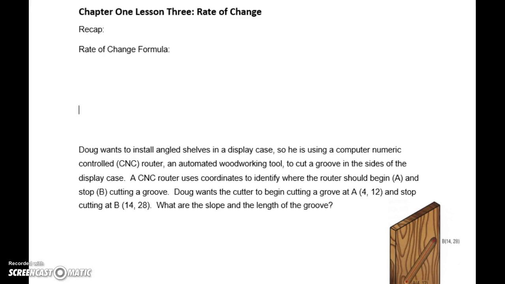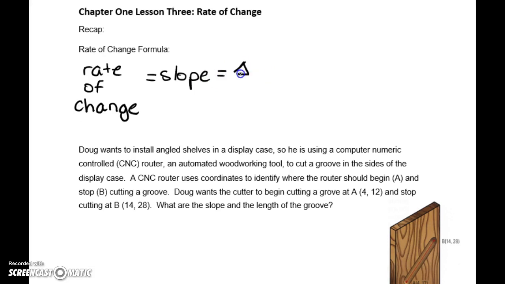So your rate of change is essentially looking at a rate that's comparing two variables, where one is the independent variable and the other is the dependent variable. In class, I also showed you guys a formula for your rate of change. So your rate of change, which is also equal to your slope, is equal to your change in your dependent variable divided by the change in your independent variable.